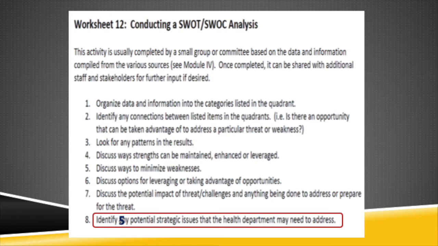Third, look for any patterns in the results where you put the items and the strengths, weaknesses, opportunities, and threats. Then discuss ways the strengths can be implemented, can be maintained, or leveraged. And discuss ways to minimize your weaknesses that you identify. Because these are internal forces that you have control as a part of your organization. Six is discuss options for leveraging and taking advantage of the opportunities and discuss the potential impact of threats and challenges and anything being done to address or prepare for the threats.